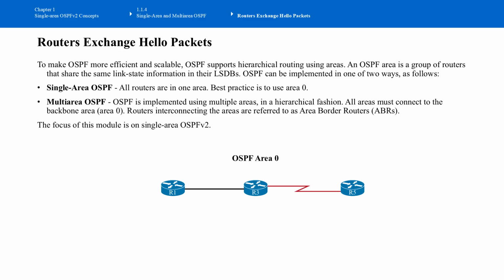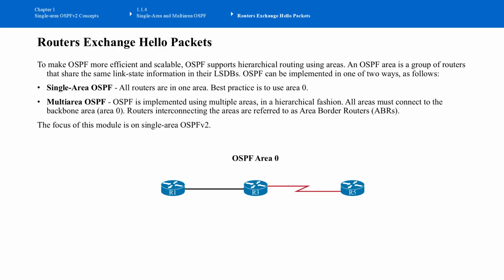As a network grows larger, there are more routers, more links, and more routing information to process. If every router had to maintain information about an entire super large network, OSPF would become less efficient. To solve the problem, OSPF uses a hierarchical design based on areas. An OSPF area is simply a group of routers that share the same link state database, or LSDB. Because they all have the same topology information, routers within an area have an identical view of the area's network.